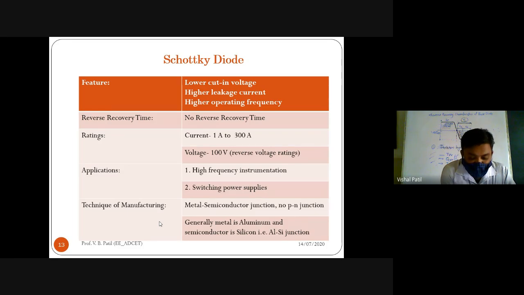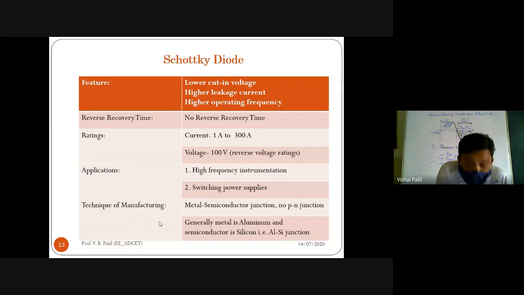associated with the reverse recovery characteristics. Okay, so they don't have reverse recovery time. So you may assume that in that perspective these are ideal diodes. Then current 1 ampere to 300 ampere, voltage up to 100 volt since reverse voltage rating. Okay, applications are high frequency instrumentation, switching power supplies. Okay, techniques of manufacturing: metal semiconductor junction, no PN junction.